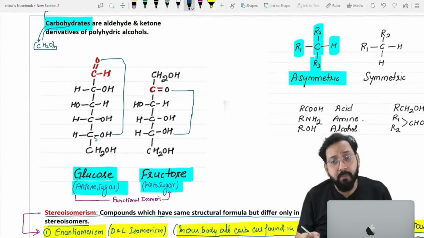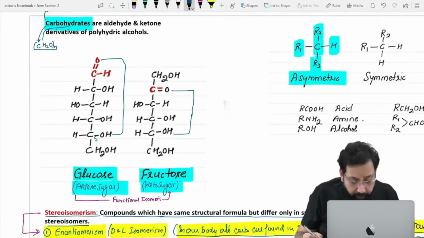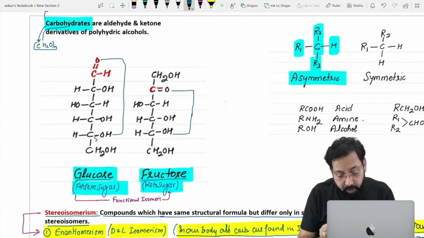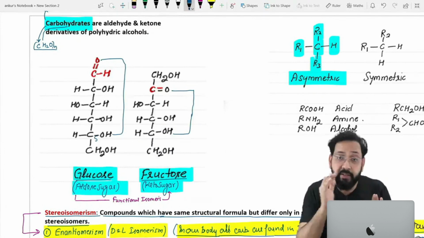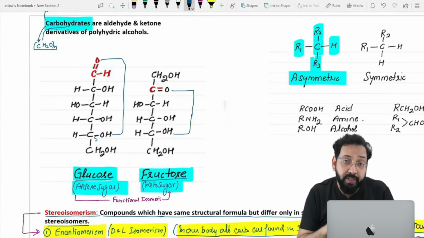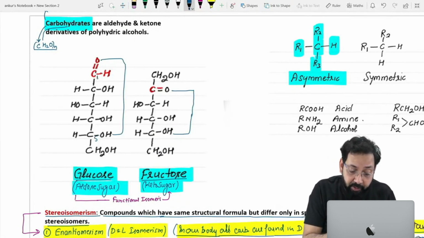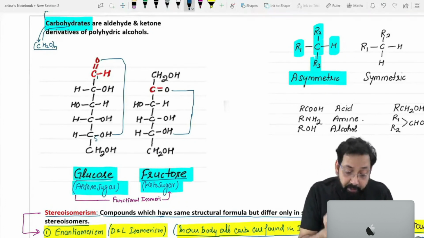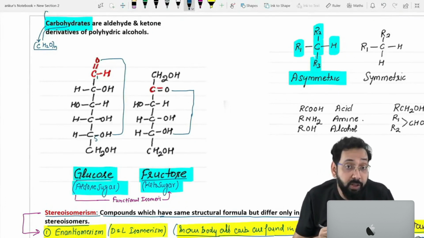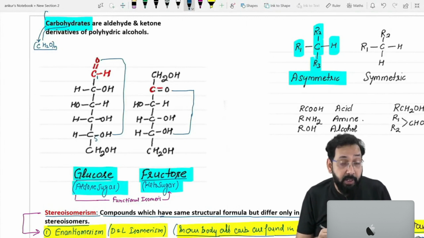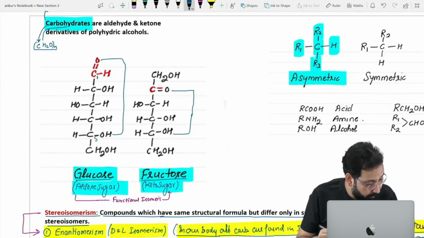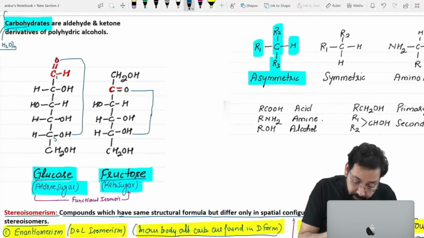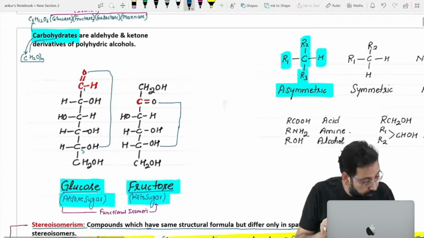So we found that glucose and fructose both can acquire a cyclical structure. When glucose acquires a cyclical structure, C5 binds with C1 because the functional group of glucose is C1. Fructose C5 binds with C2 because the functional group of fructose is a keto group. I will solve a very important question.